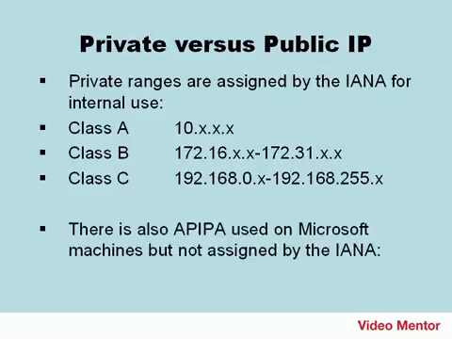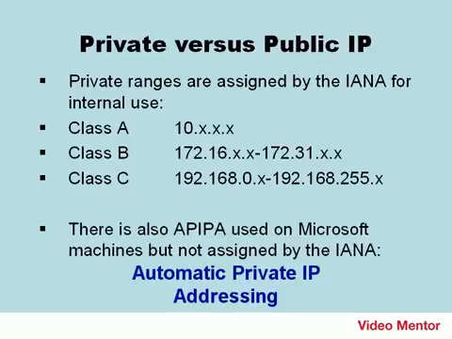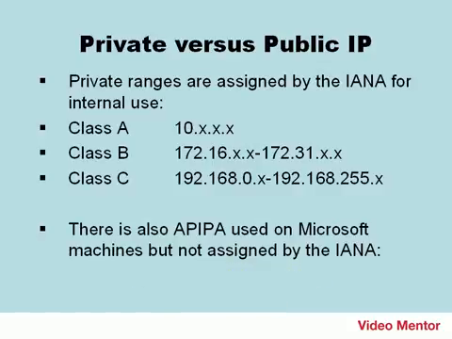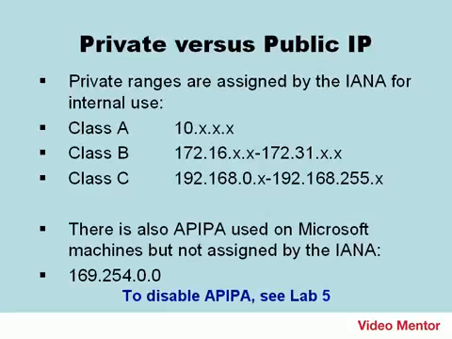There's also something known as APIPA, Automatic Private IP Addressing, which is used on Microsoft machines but not assigned by the IANA. And if you see an address that starts with the network number 169.254, you know it's APIPA. Sometimes APIPA can get to be a nuisance and it could get in the way. In Lab 5, Configuring DHCP, I'll show you how to disable APIPA.